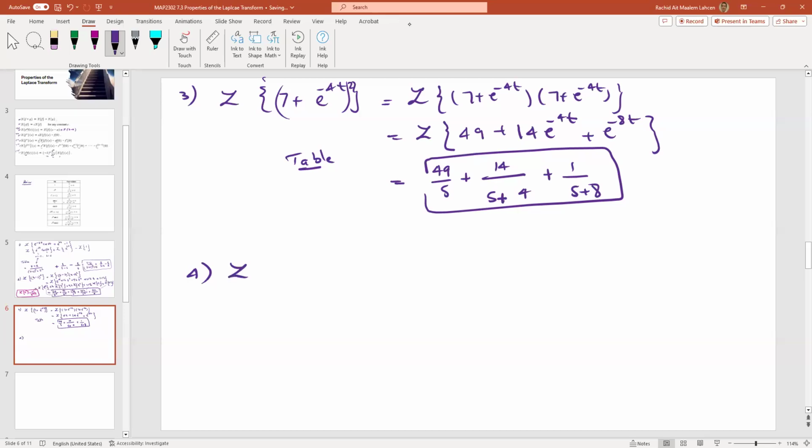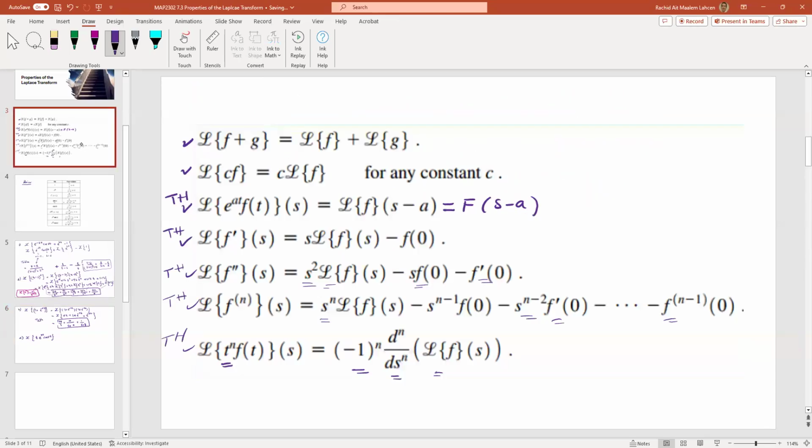All right, so let's do one with exponential. Yeah, something different. Let's do t times e to the 90t times, let's say, cosine 5t. All right. So here, we'll apply the property. Which property can we use here? Yeah, so this is the one that has a t there.